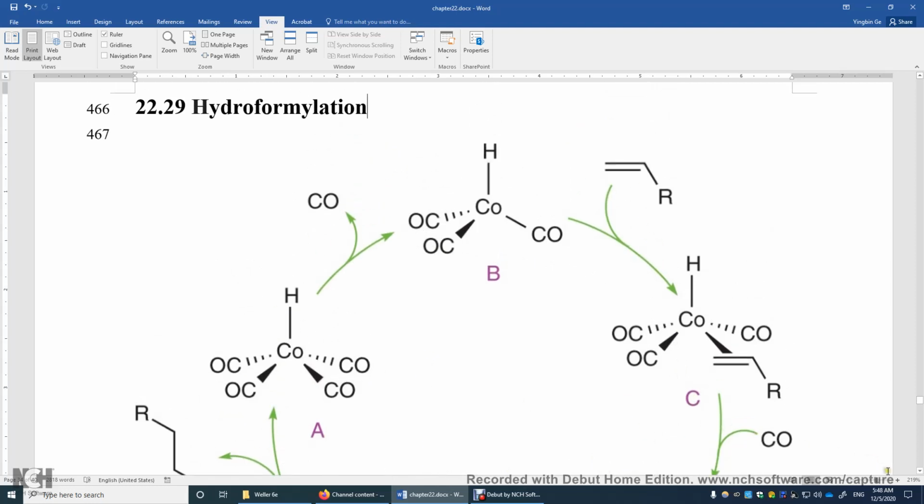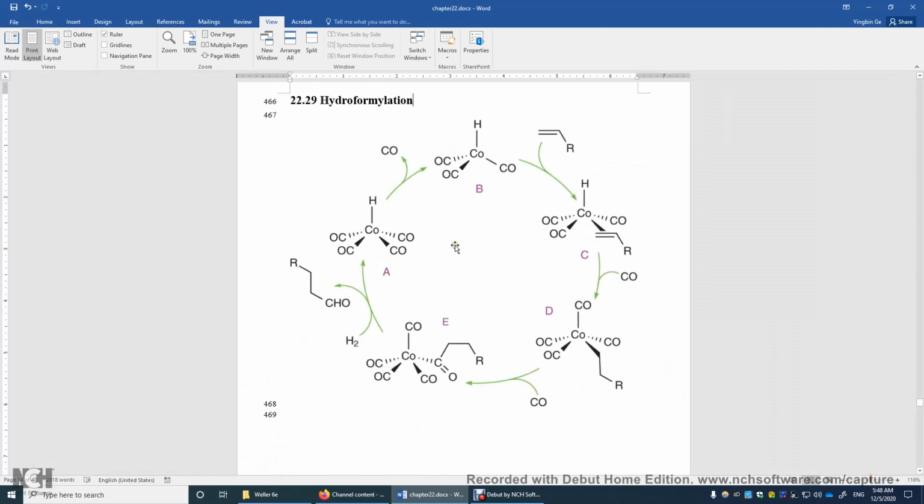So I want to show you the overall picture here. This is our catalyst. One CO may leave to allow enough space to interact with this alkene. The alkene forms a 3 center 2 electron bond with the cobalt. Now this H moves to this CHR here. This is 1,2 insertion, 1,2 insertion.